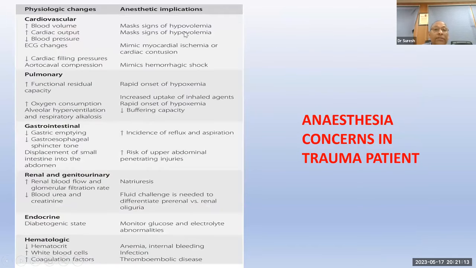The anesthetic implications: hypovolemia should always be kept in mind. The various cardiac filling pressures which can cause myocardial ischemia, decreased cardiac filling pressures, aortocaval compression leading to hemorrhagic shock, hypoxemia, increased FRC, decreased buffering capacity, increased oxygen consumption, fear of increased incidence of reflux and aspiration in a full stomach, upper abdominal and penetrating injuries associated with blunt trauma and blood loss, glucose and electrolyte complexes, and hematological abnormalities in terms of anemia, internal bleeding, thromboembolic disorders, infections.